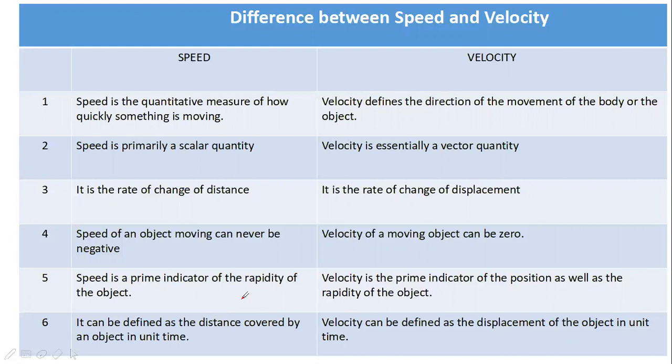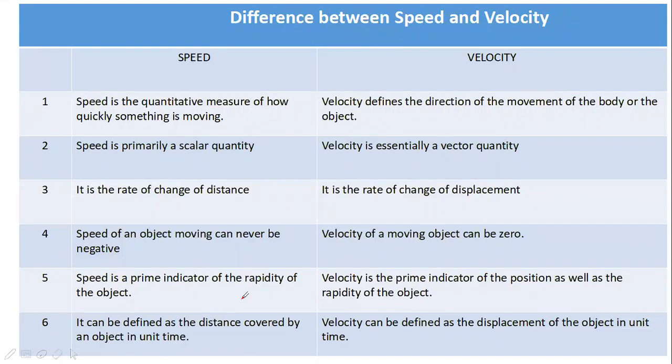Speed is a prime indicator of the rapidity of the object, how fast an object is. Velocity is the indicator of the position as well as the rapidity of the object. Speed can be defined as distance covered by an object in unit time. Velocity can be defined as displacement of an object in unit time. Both have the same unit, meter per second.